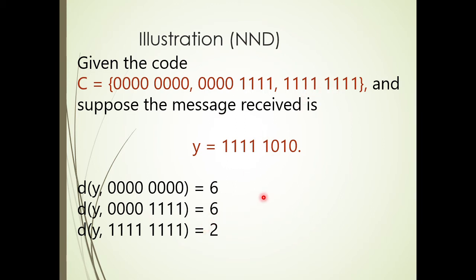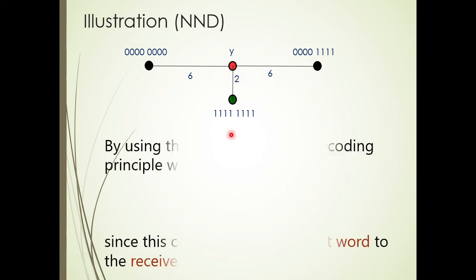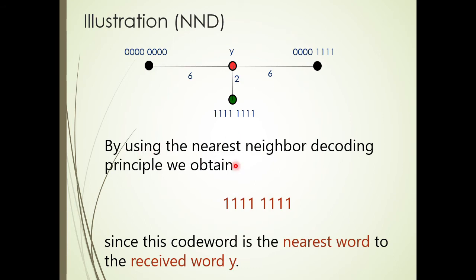So let's demonstrate this in a diagram. Distance of y to this valid code word is 6. Distance of y to this valid code word is also 6, while distance of y to this valid code word is just 2. So using the principle of nearest neighbor decoding, this received word will be decoded as this valid code word because this one is nearest to the received word compared to the other two.